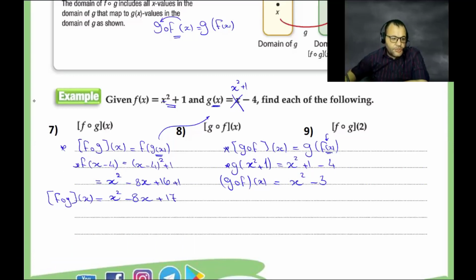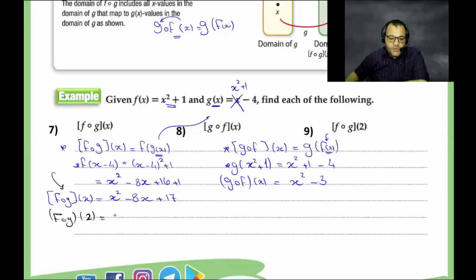That's f composite g. We put 2 inside, just g of x, replace x with 2. You have two ways to solve this one. The first way, that is the normal way. We just find f composite g. Then after that, we will find f composite g of x at 2.